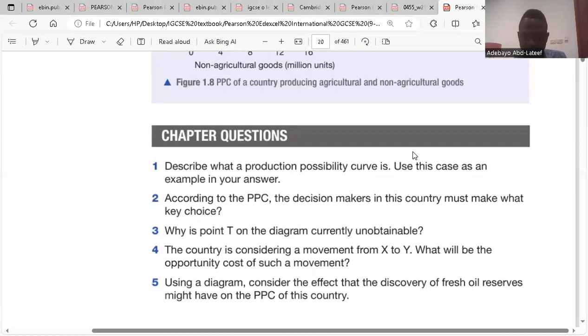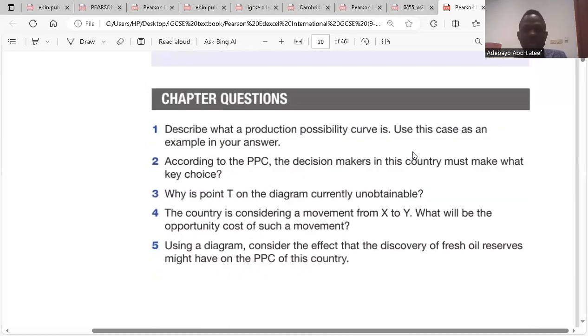And the last question there. They said, using the diagram, consider the effect that the discovery of a fresh oil reserve might have on the PPC of this country. So if there's a discovery of fresh oil, it means that the country will be producing more resources, more output, which will shift the PPC curve outward. So it will be graphically represented as this. I will draw the graph now for that, to represent the PPC here.